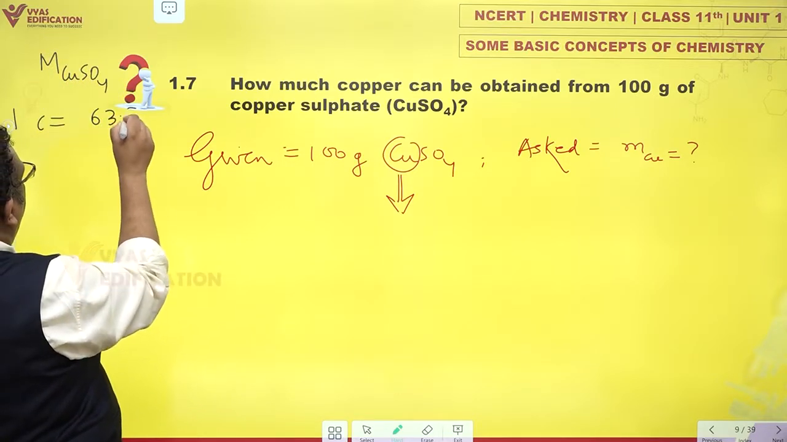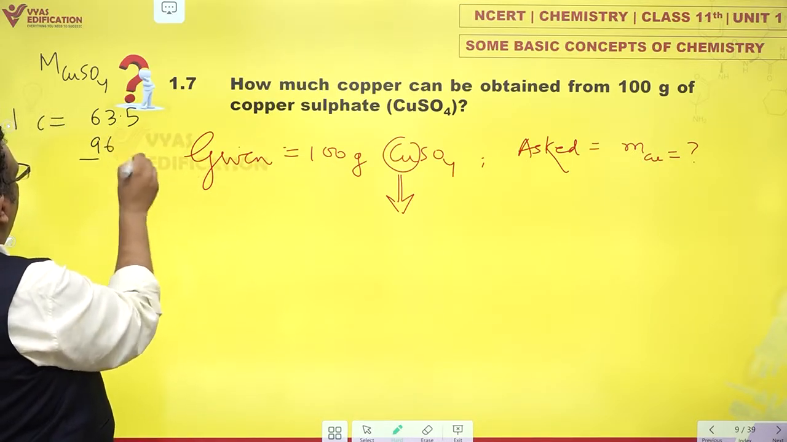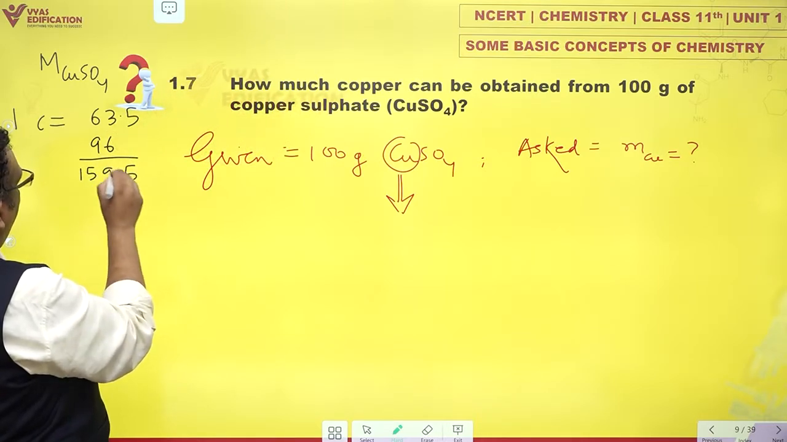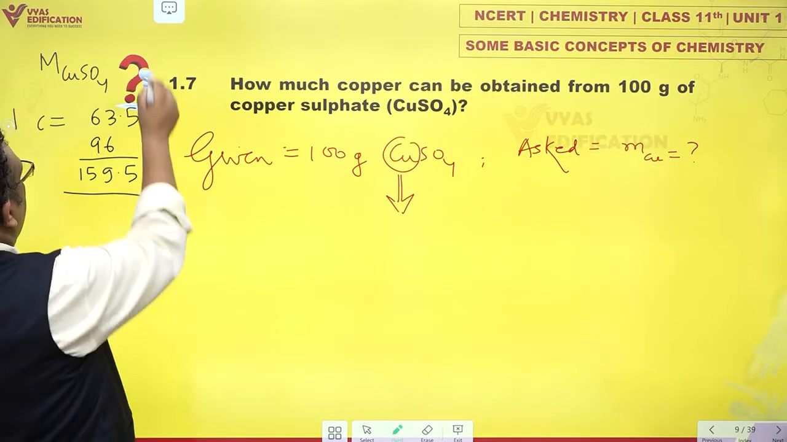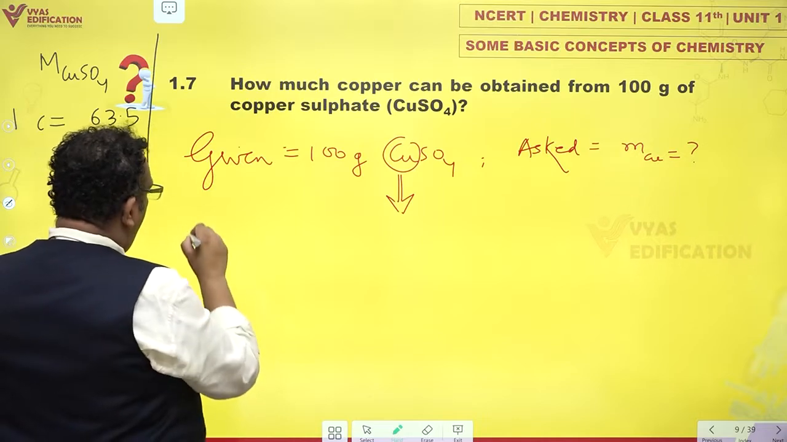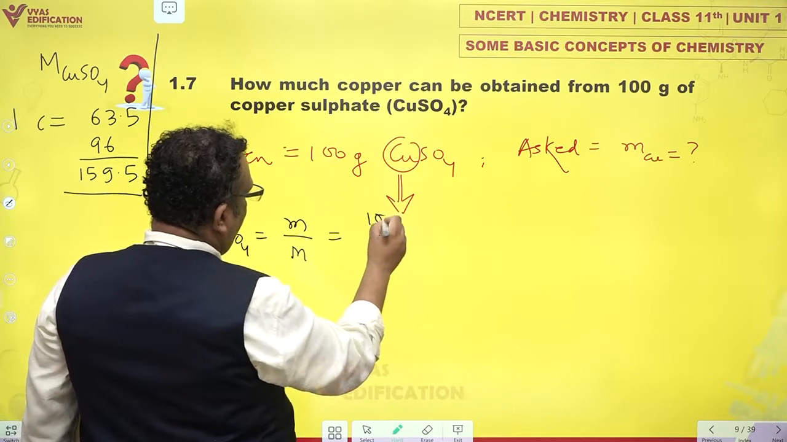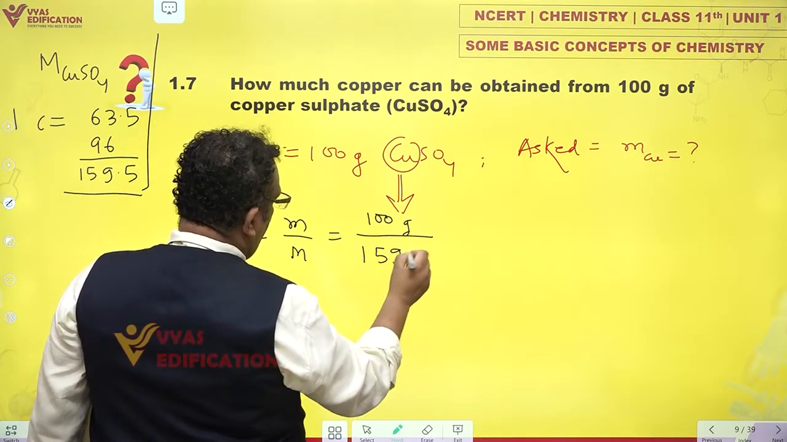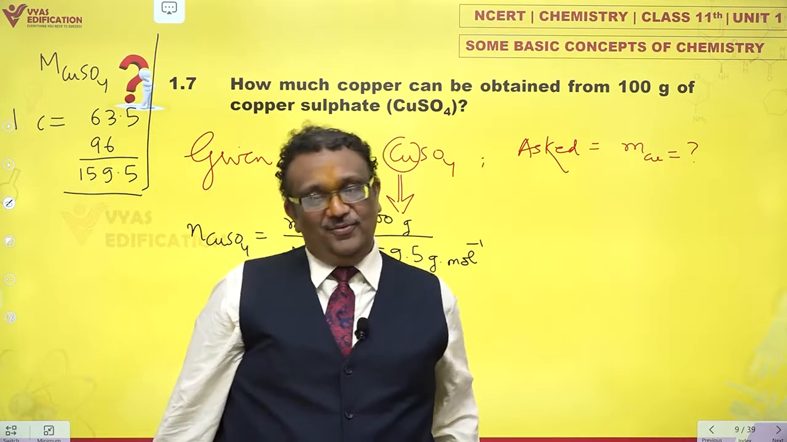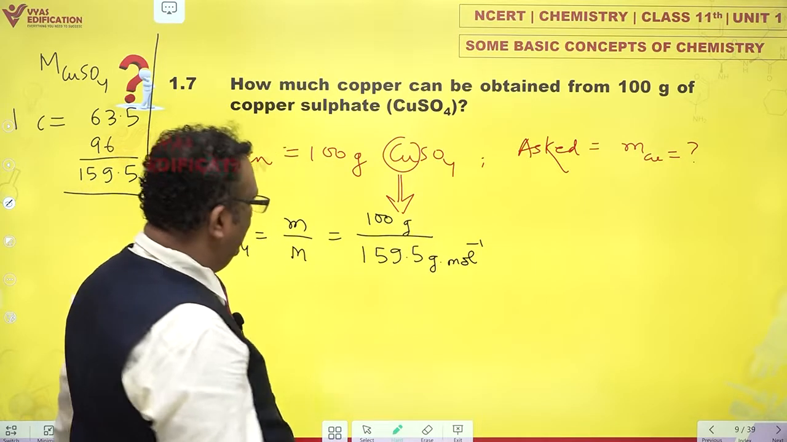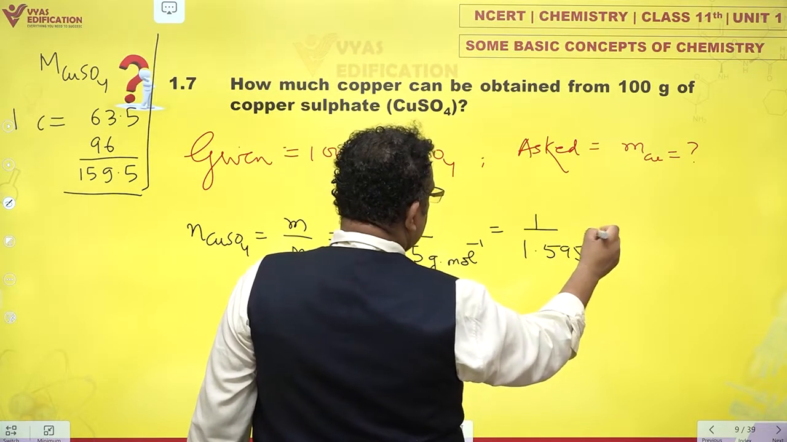Copper is 63.5 and sulphate would be 96. If I add this, this is 159.5. Okay, that's a fairly ugly number, very close to 160, but yet not there. So, moles of copper sulphate is mass by molar mass, which is 100 grams divided by 159.5 grams per mole. Is that fine? Of course, yes. Which is 1 upon 1.595 moles.